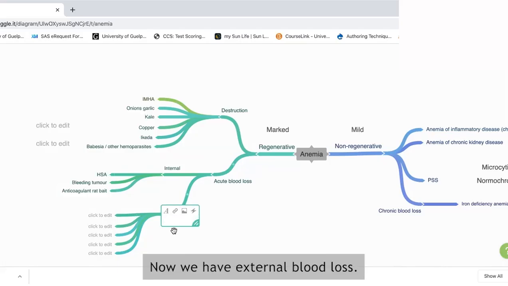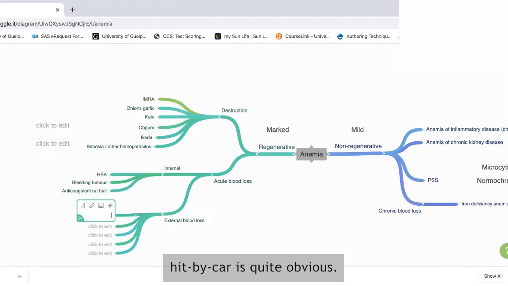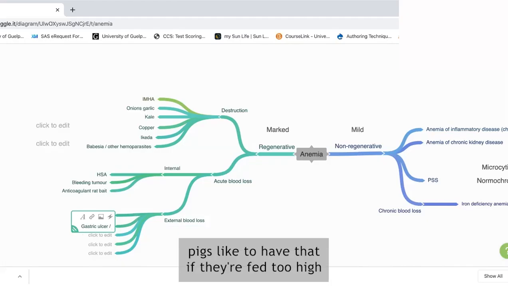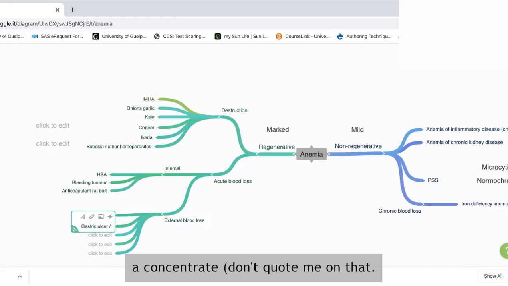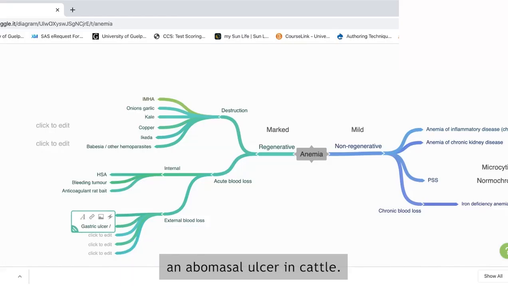Now we have external blood loss. And we can think of things like hit by car is quite obvious. We might have a gastric ulcer. Pigs like to have that if they're fed too high a concentrate. Don't quote me on that. Look at your health management notes. And we might have an abomasal ulcer in cattle.